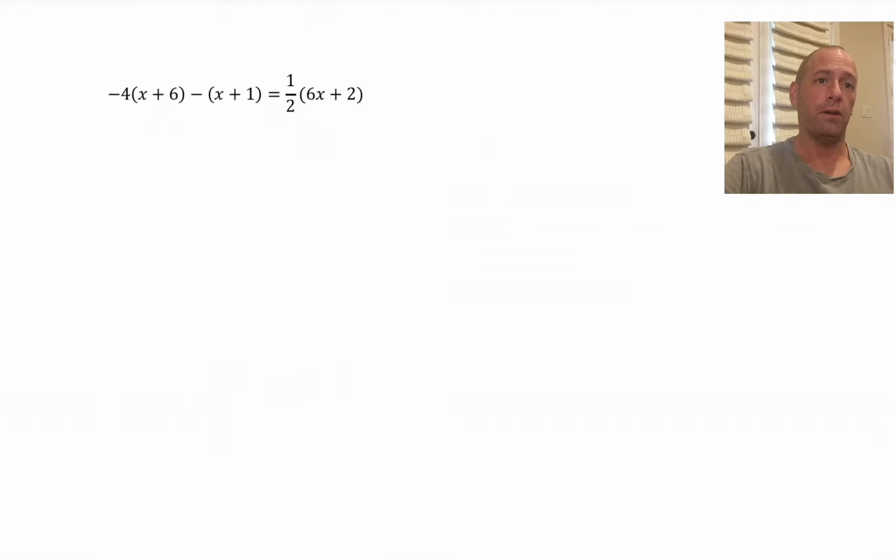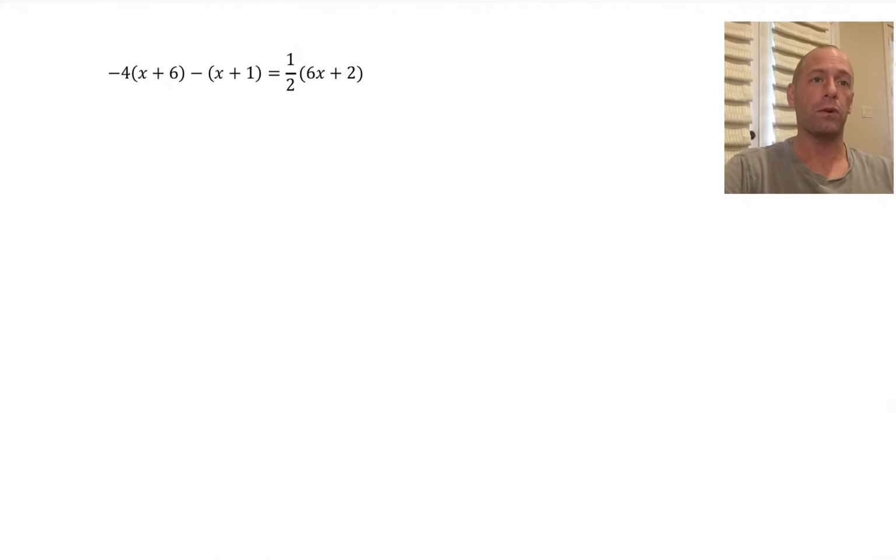Next question. It looks a little bit more difficult, only because I've got parentheses on both sides. But if I hold true to DCI, it's going to be fine. So I'm going to distribute that negative 4 groups of x plus 6 to start. That'll give me negative 4x subtract 24.